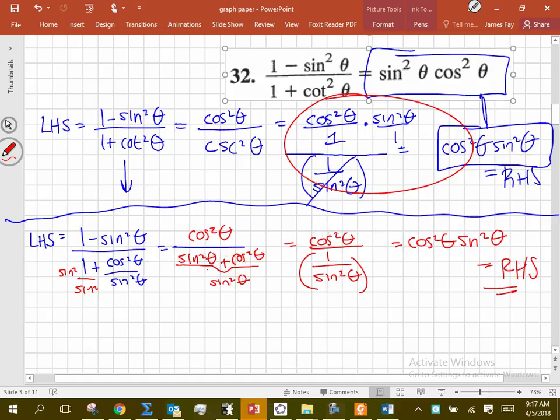Okay. I think those are probably the most common approaches that we could use. You could probably do some other things that would be a little bit ugly, a little bit messier, but they will eventually get down to the same result. Okay, so that's 32. You guys want to do 34?